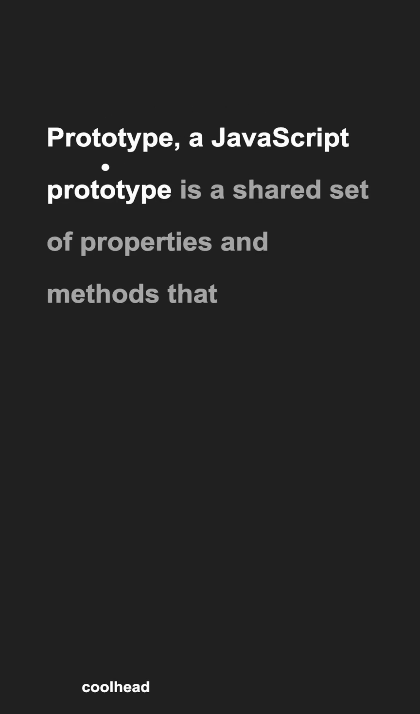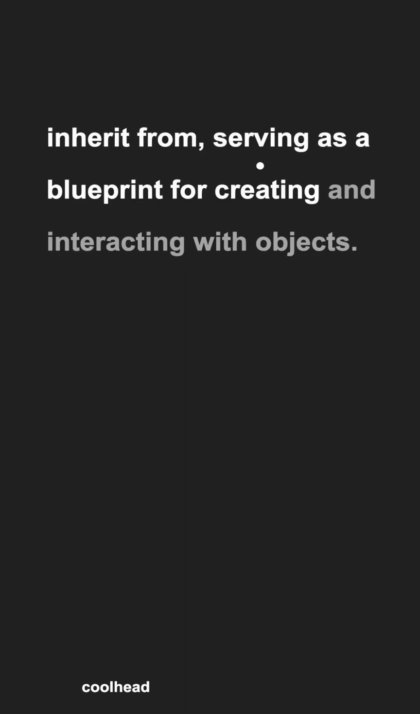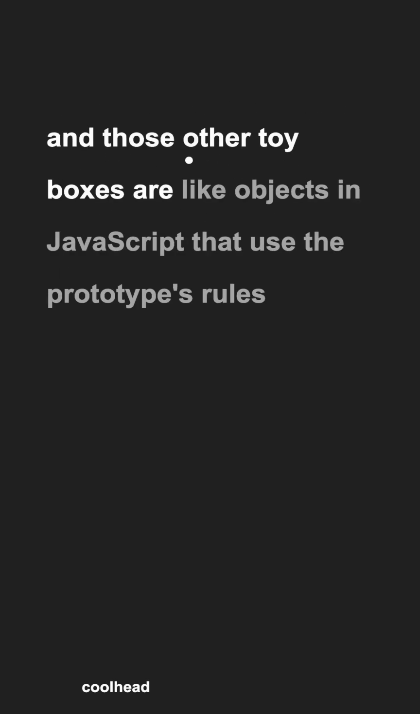Prototype. A JavaScript prototype is a shared set of properties and methods that objects can inherit from, serving as a blueprint for creating and interacting with objects. ELI5: Alright, imagine you have a special toy box that has all the rules for making other toy boxes. This special toy box is like the prototype in JavaScript. Every time you want to make a new toy box that works just like the special one, you can use it as a guide. This means the new toy box will have the same features and abilities as the special toy box. So, the special toy box is the prototype that shows other toy boxes how to be, and those other toy boxes are like objects in JavaScript that use the prototype's rules to work properly.